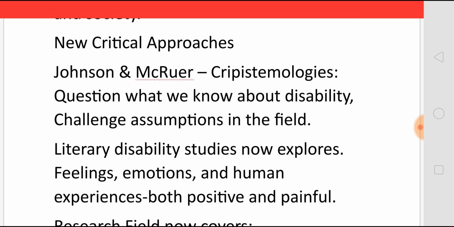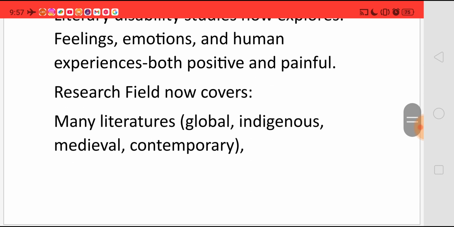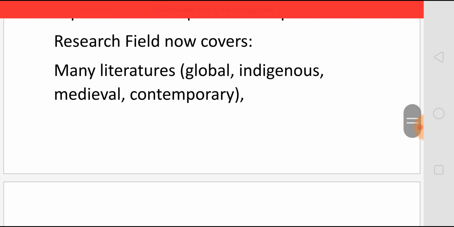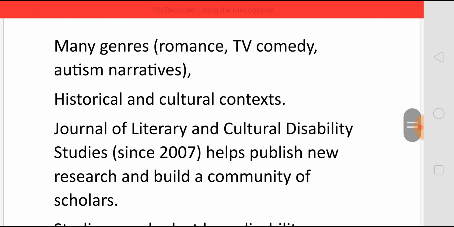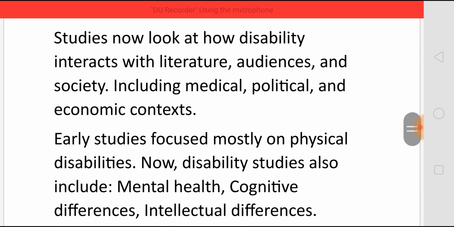Literary disability studies now explore feelings, emotions, and human experiences, both positive and painful. The research field now covers many literatures like global, indigenous, medieval, and contemporary, and many genres like romance, TV, comedy, autism narratives, and historical and cultural context. The Journal of Literary and Cultural Disability Studies helps publish new research and build a community of scholars in this field.